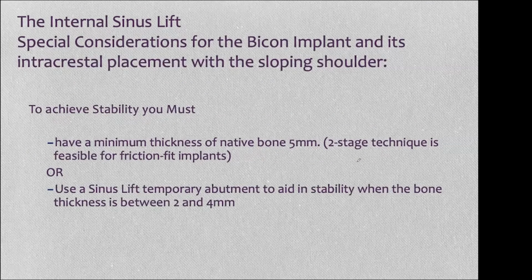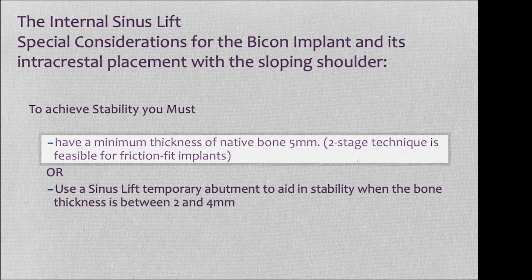The consideration for the Bicon implant, particularly because it's intracrestal placement and the sloping shoulder implant, is you have to have a significant thickness, so parts of the base of the shoulder and maybe another plateau or two are touching native bone, so it gives you stability. You want about 5 millimeters. If you do the math, that gives you about 2 millimeters of full contact between 2 or 3 of the plateaus and the bottom shoulder.